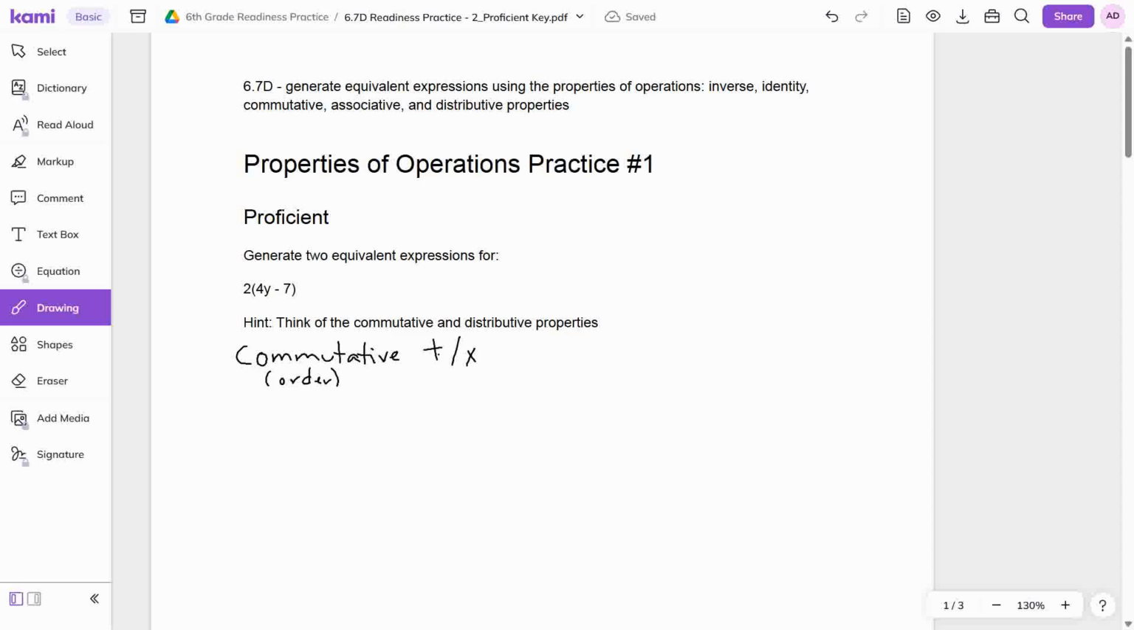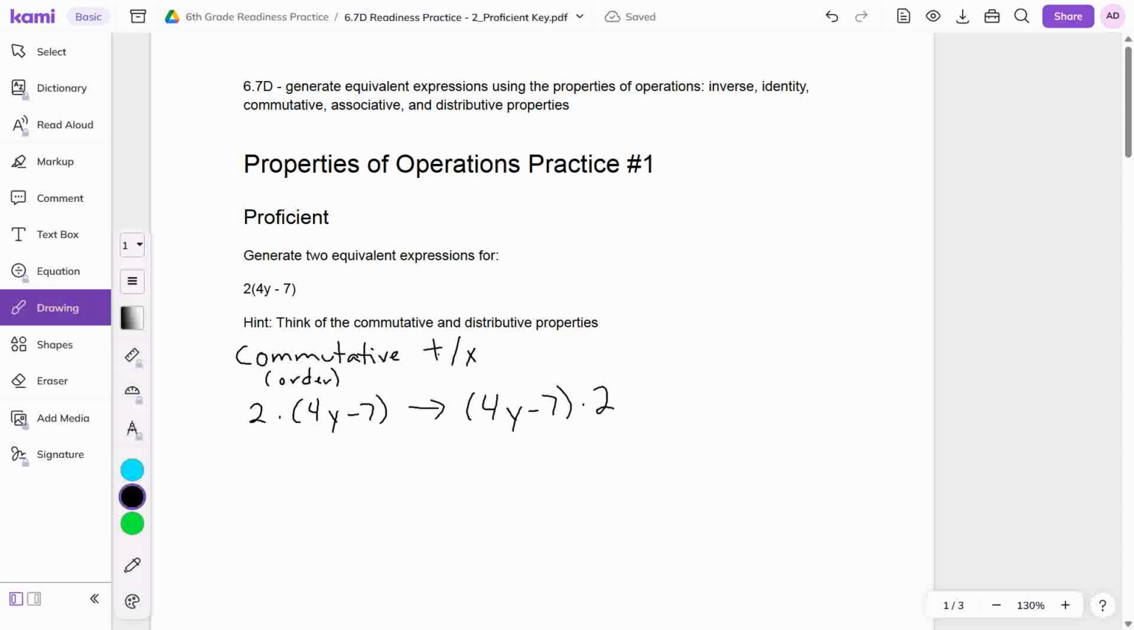So I can use it with the multiplication if I want to, right? Because what I have is 2 times, and then my second factor is this, we call it a binomial. That's kind of a high school term, right? Think of that 4y minus 7 as one thing. So what I could do is rearrange those, and I can simply say, let's do 4y minus 7, and then let's put the times 2 on the back end. So that's one way to do it.